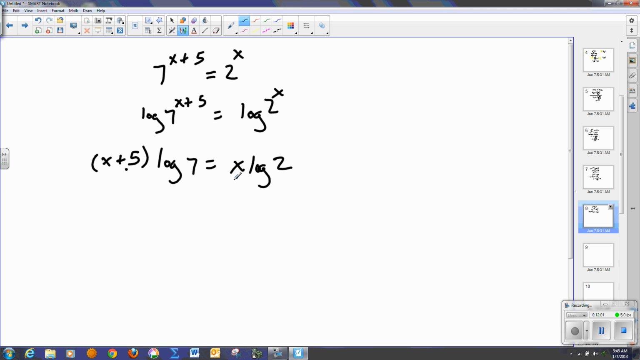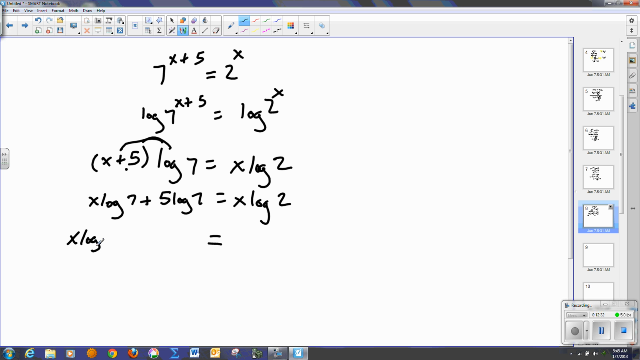Now this is a little different because I've got an x times log 2, which means I can't really separate those. I'm going to distribute this through. So I have x log 7 plus 5 log 7 is equal to x log 2. When we did beginning algebra, we tried to get all the x's to one side and all the numbers to the other, so that we can isolate the x. So I'm going to do the same thing here. I have x log 7 minus x log 2 is equal to negative 5 log 7.